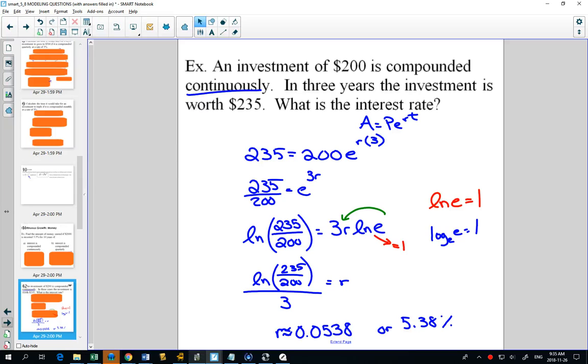Then it's just straightforward math to get r by itself. Plug it into your calculator. And again, I would store that answer to my calculator and plug it back into my original equation. Every time you have an exponential equation, you should plug it back in and check to see if your answer matches up.